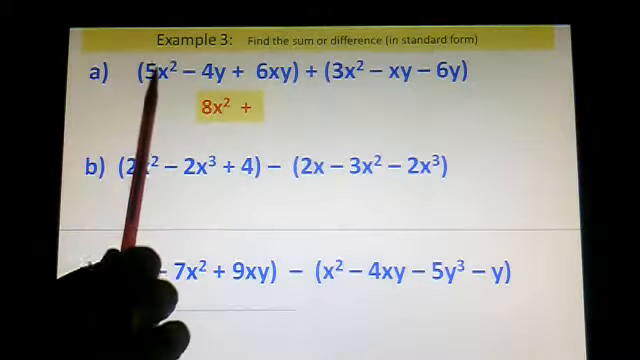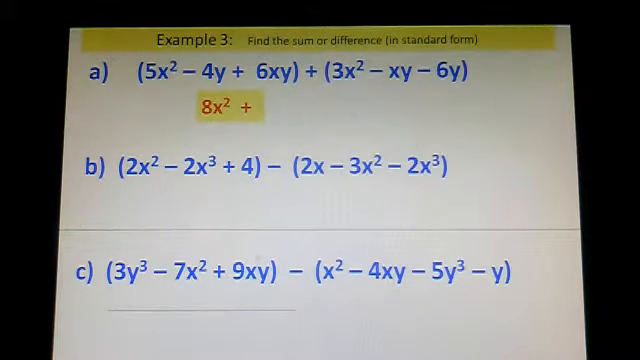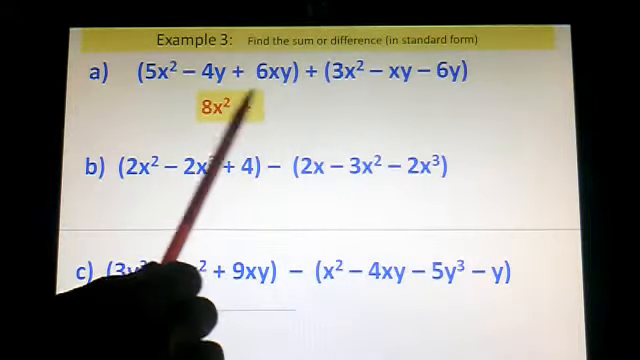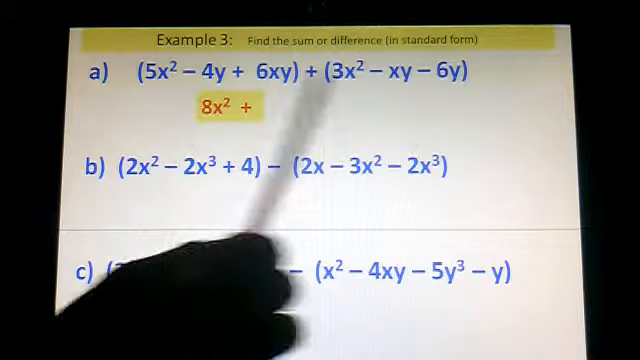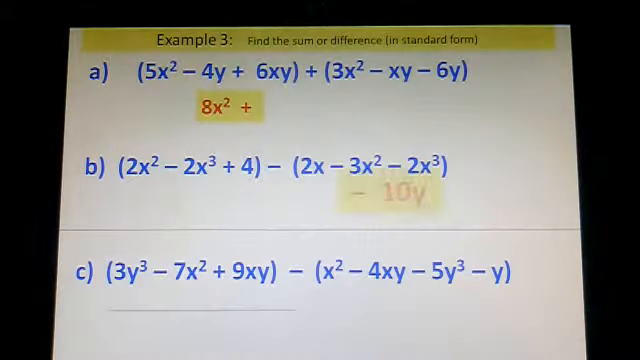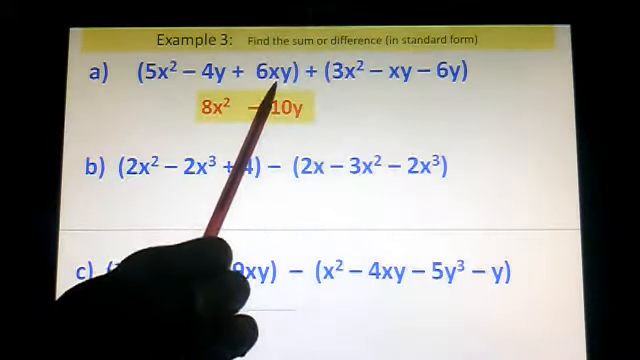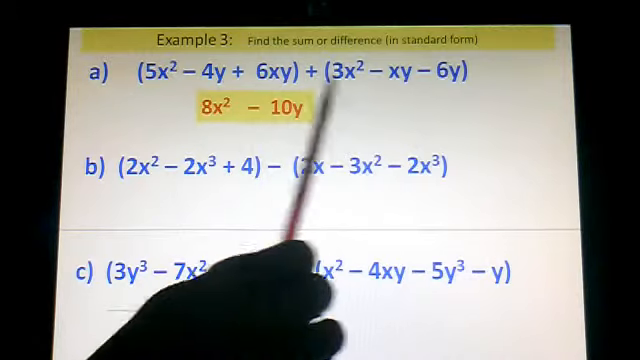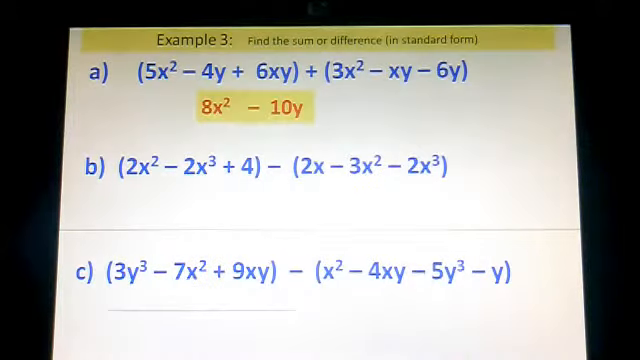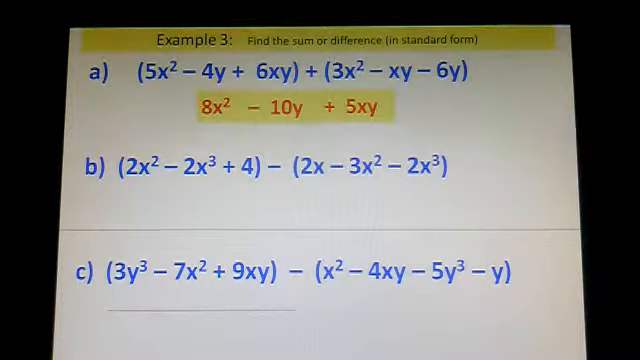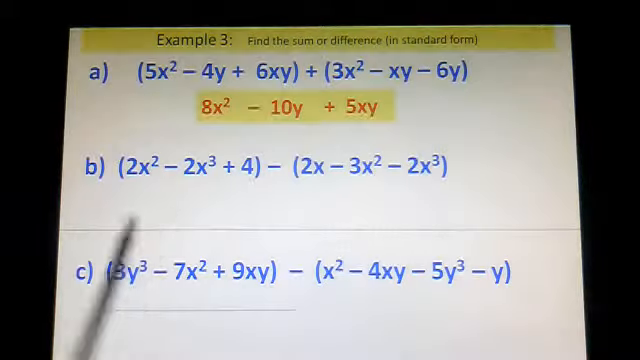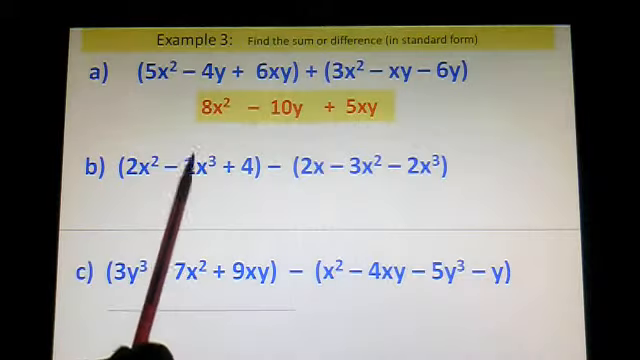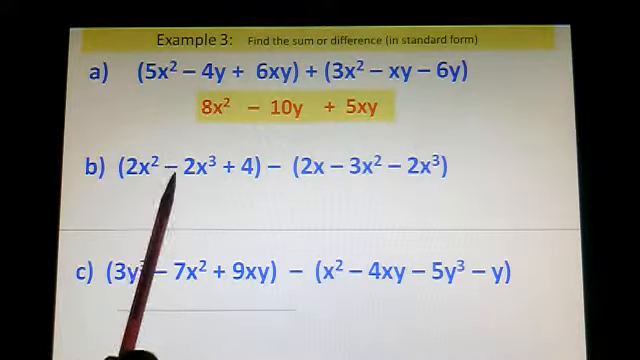So the first thing I did, combined my 5 and my 3 and got 8x squared. I could combine the y's, negative 4y and negative 6y, and get negative 10y. And then I could combine the xy's, 6xy, and I subtract 1xy, I end up with 5xy. This one down here, I'm thinking standard form, so I'm going to go with my 2x cubed, negative 2x cubed.